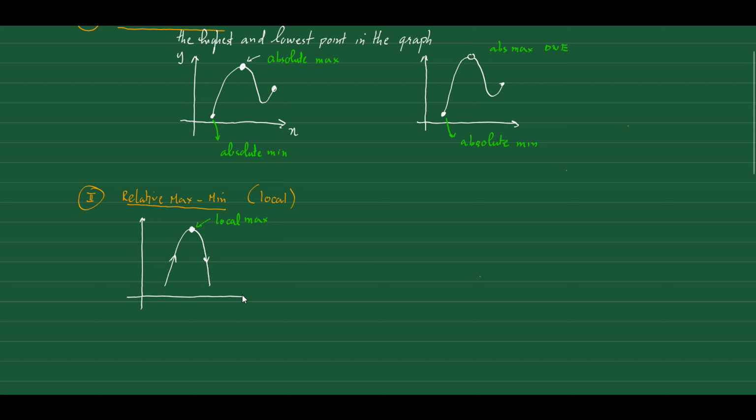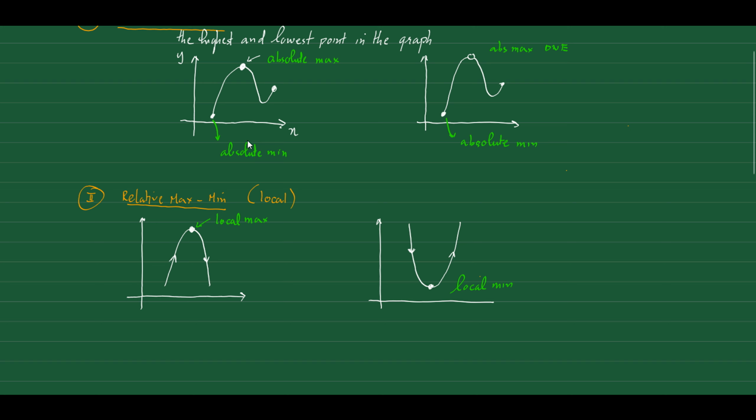The same thing for local min. If you have a graph like this, the local min is a connection between a decreasing and an increasing. It's right over here, so this is the local min. And maybe if you look at this picture, you will think that this is a local max, but this is also the absolute max. So they can be at the same point.